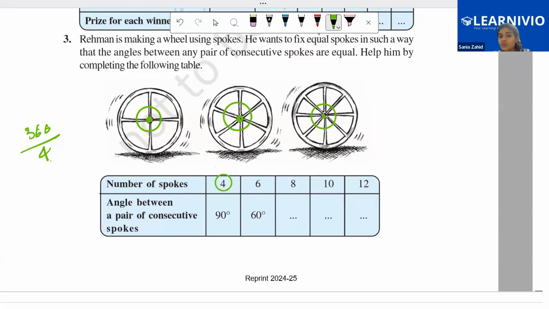If the number of spokes is 6, you do 360 by 6 and you get 60. If the number of spokes is 8, you do 360 by 8. If 36 spokes, 360 by 36 is 10. Tell me all the answers. For 8, what do you get? 45? No, 40. For 10, what do you get? 36. For 12, what do you get? 30.